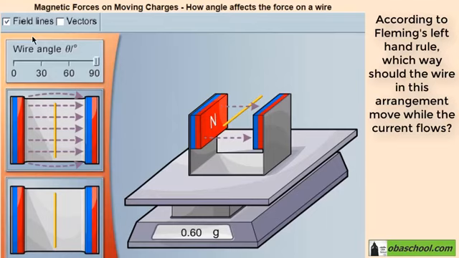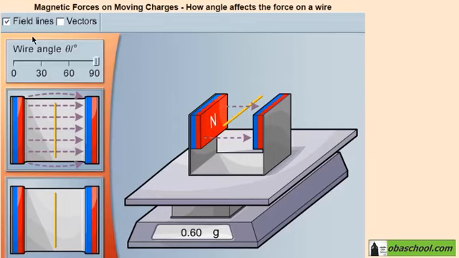Yes, it should move upward. So if we select the vectors, the first finger points in the direction of the field, that is this vector. The second finger points in the direction of the current, that is towards you, and the thumb points in the direction of the motion, and hence the force is upwards.